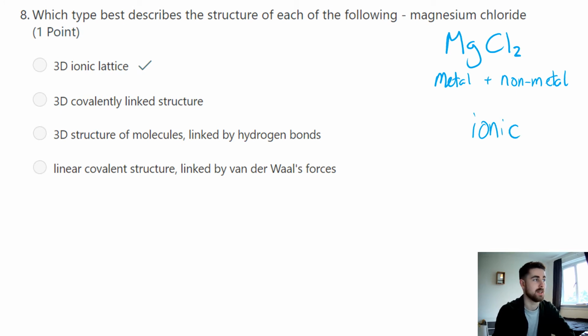And if it's ionic, then it must be an ionic lattice. It's not going to be covalently bonded in any way, and ionic structures can't form molecules, obviously, and if they can't form molecules, they can't have hydrogen bonds. So once you have determined this is ionic, there's only one option, and that's ionic lattice.